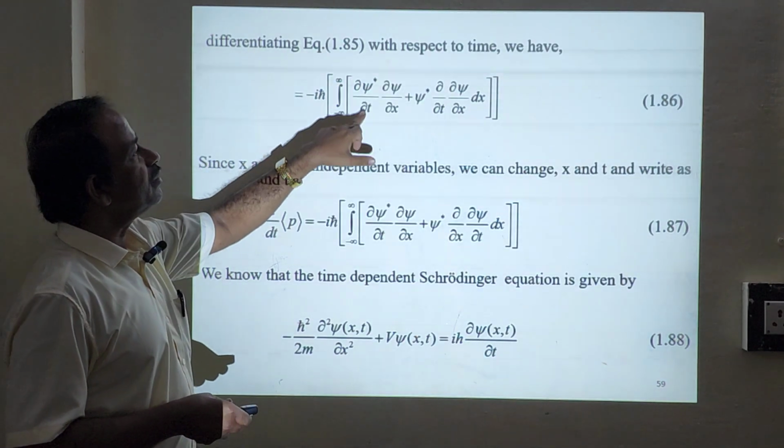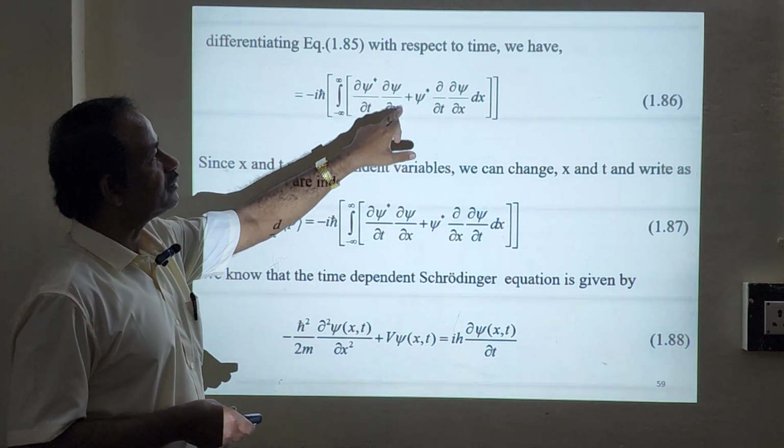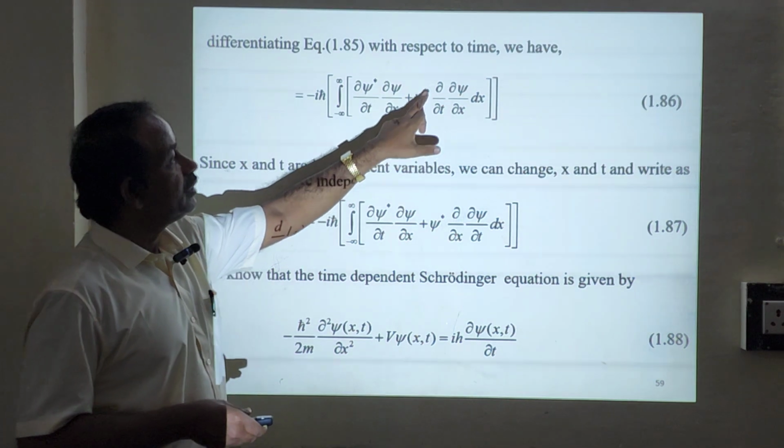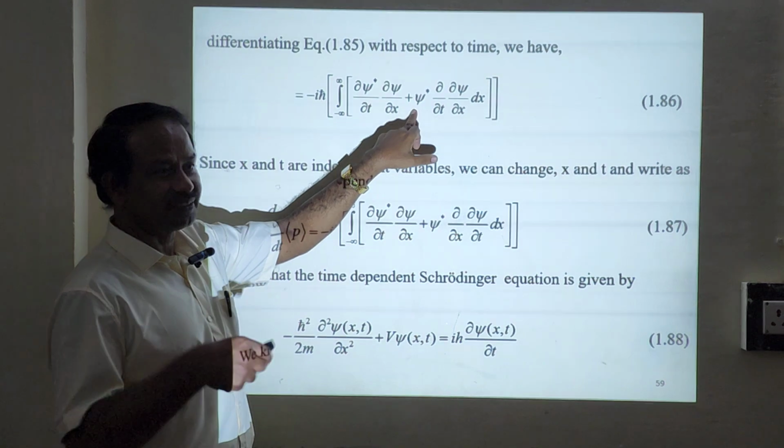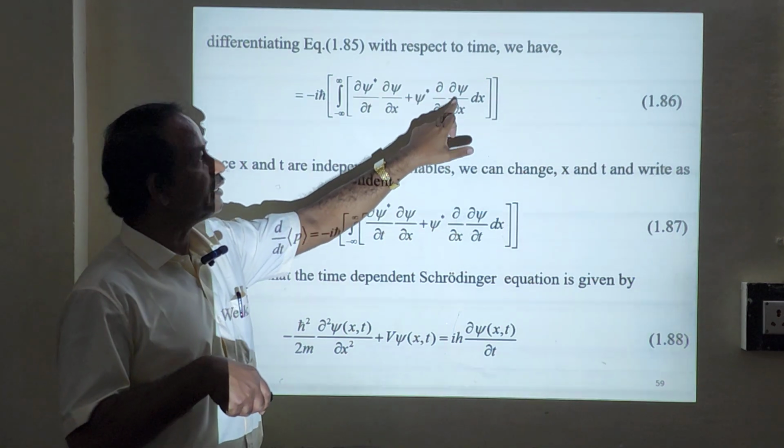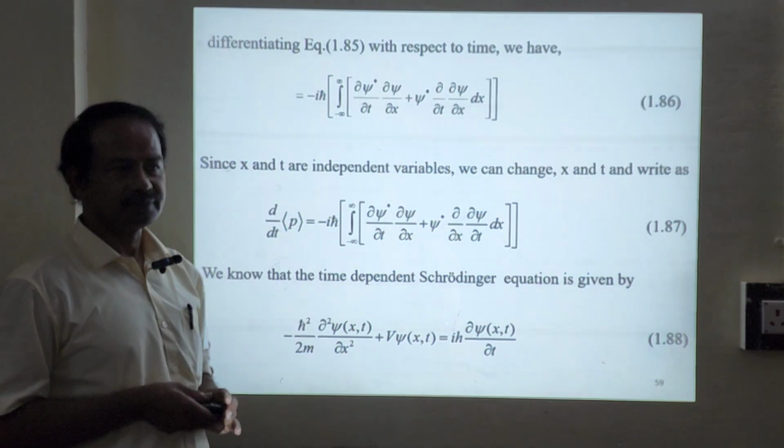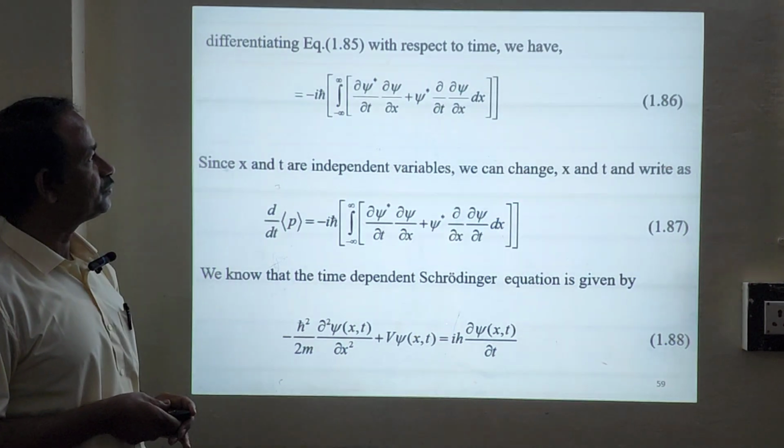So we will get d psi star by dt, d psi by dx, plus psi star. You will have to differentiate the other term keeping psi star as constant. So psi star, d by dt of d psi by dx, dx. Is it okay? This equation.